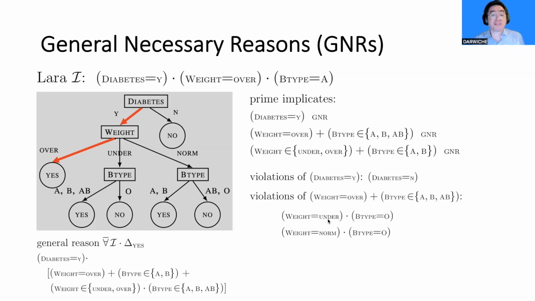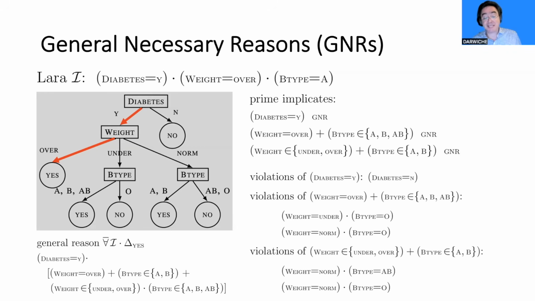Check, you will find that both of them will undermine the decision or will flip it to no. And in the third case, this necessary reason, again, there are 2 ways to violate it, and both of them are guaranteed to flip the decision. So that's the power of these compared to the simple necessary reasons: every violation guarantees that you will indeed flip the decision.